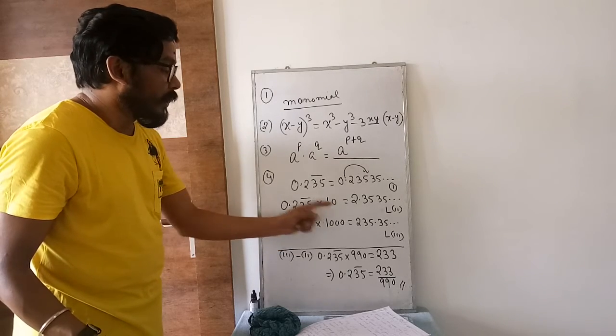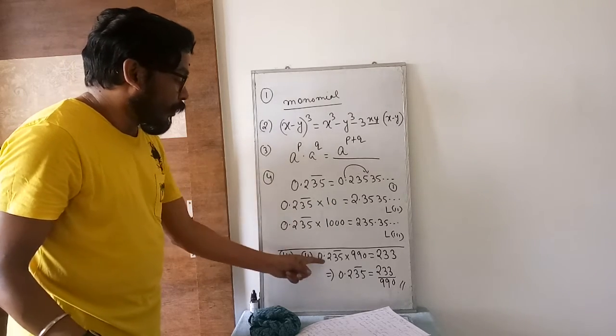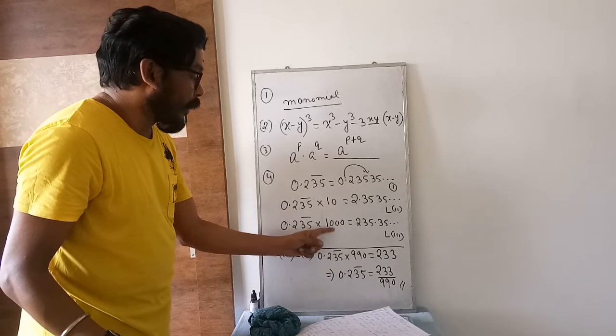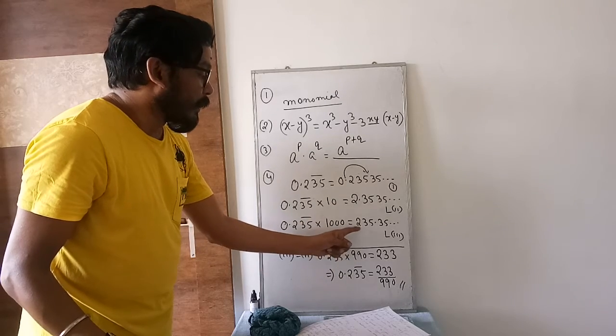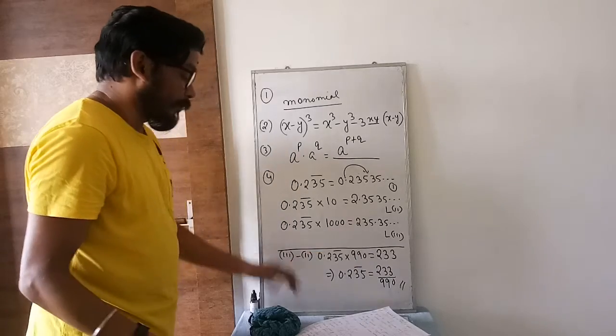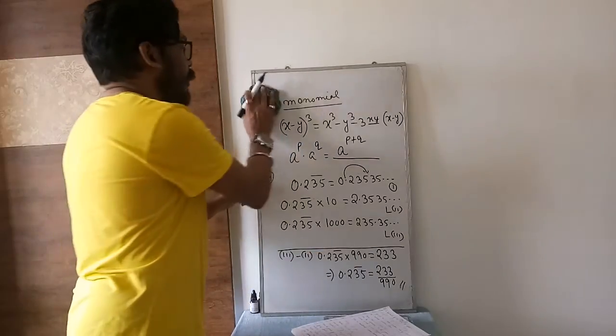Because here it is 1000, here it is 10. So you have taken common 0.235 bar, 1000 minus 10 is 990. Here 235 minus 2, 233. Clear? Now question number 5.